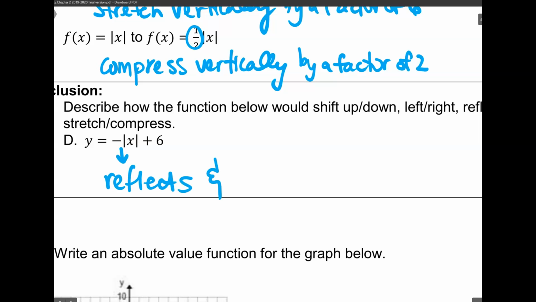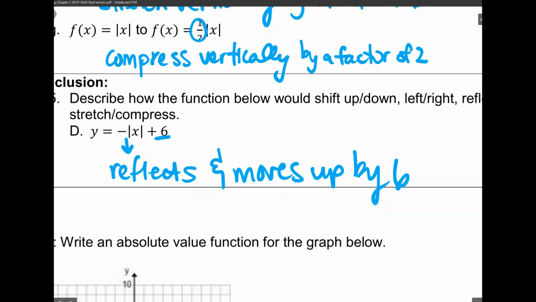And the 6, since that's on the outside, it would go up and down. Which moves it up by 6. That goes up by 6. Exactly. So it will flip it and then shift up by 6. So it's like you have absolute value and it flips it and then you shift it up by 6. So you have this, then you flip it down and then it shifts up.